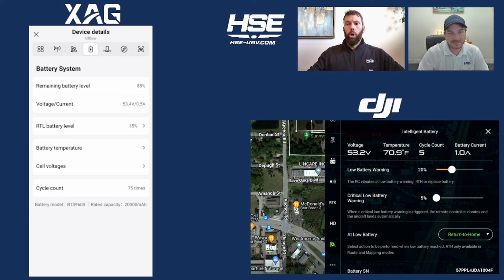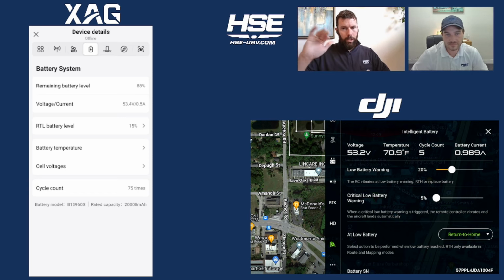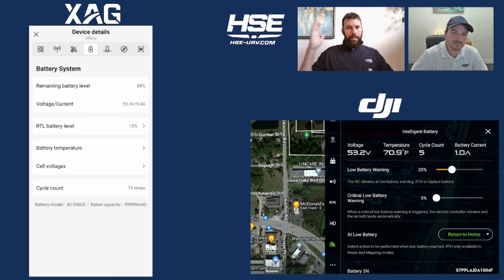I've been out in the field with this a gajillion times on the XAG side too, and I've experienced the same exact thing. It's bang on, going to be back at whatever number I've set, which I usually use 15% too.